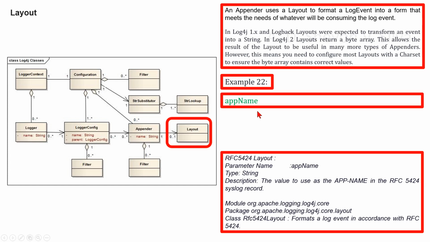This is the parameter name: appName, type string, description: the value to use as the APP-NAME in the RFC 5424 syslog record. As the name implies, the RFC 5424 layout formats the log event in accordance with the RFC 5424 enhanced syslog specification. Although the specification is primarily directed at sending messages via syslog, this format is quite useful for other purposes since items are passed in the message as self-describing key value pairs.